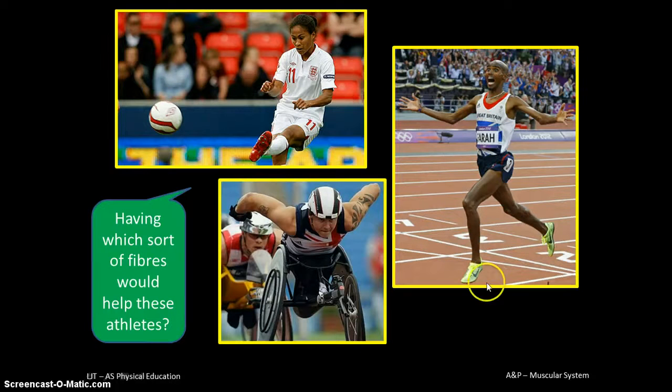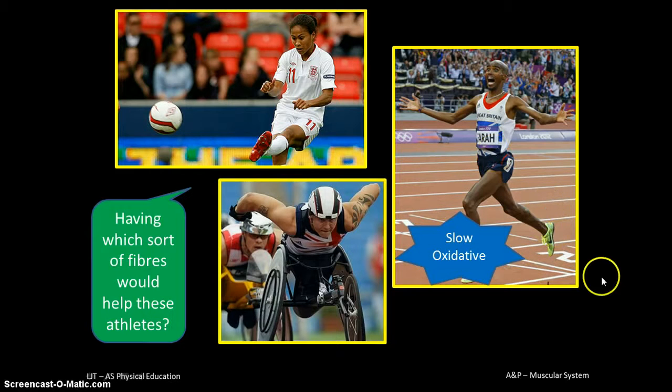What type of fibre do you think would be predominant in the muscles of this endurance athlete, Mo Farah? Well, the answer is slow oxidative muscle fibres. You might know them as slow twitch fibres, but yes, slow oxidative, and the clue is in the name: slow and oxidative, oxygen. We'll talk about the properties of these fibres in a little while. What about down here then?